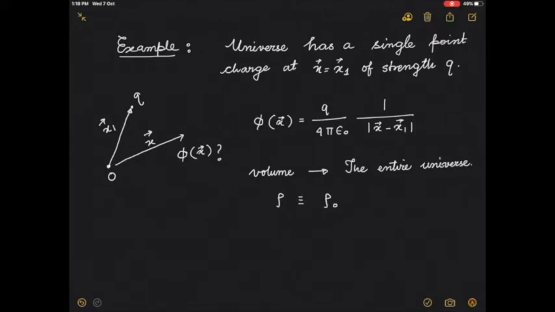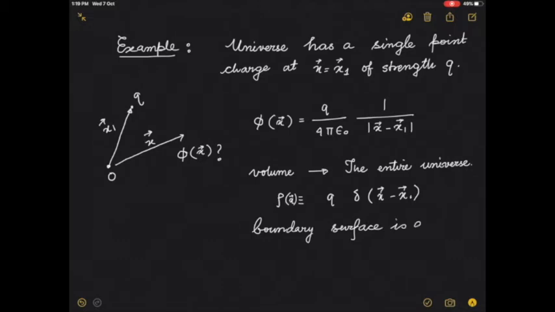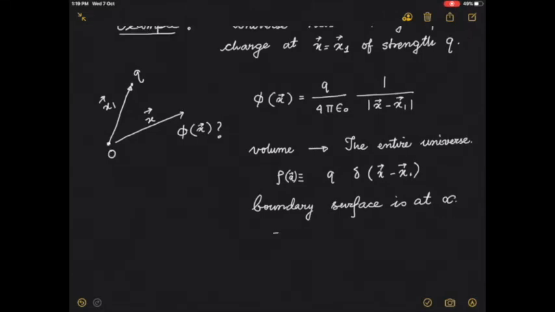It is nothing but rho of x equals q times the delta function of x minus x1, since the charge is at x1. This is rho of x, remember. So what is the boundary of the volume? The boundary surface is at infinity, because I have taken the entire universe as my volume.